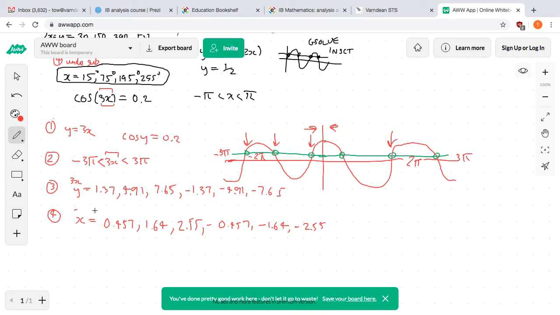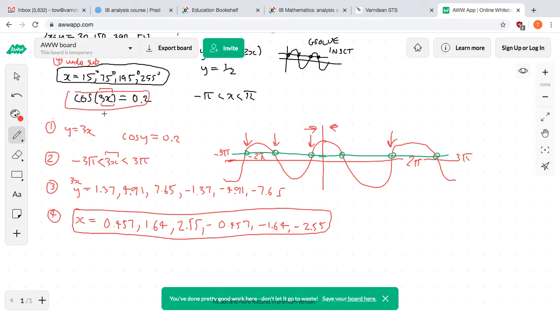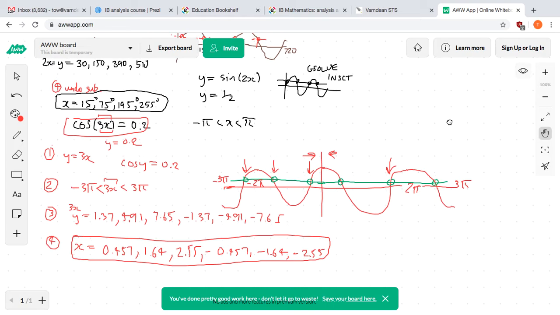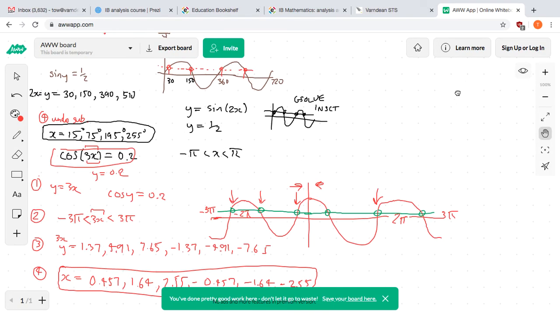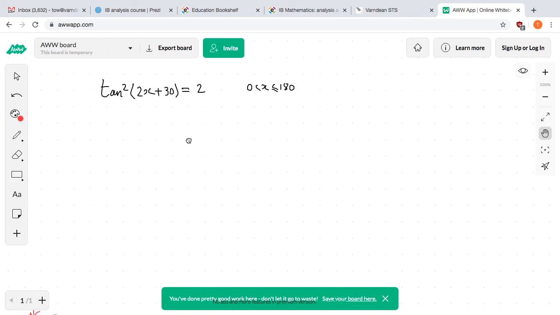So that's the answer. Again, you can do that directly on your graphics calculator by getting up this graph and also getting up y equals 0.2 and solving them simultaneously using the GSolve. But again, that's only going to be useful if you're on the calculator paper. So you kind of need to know both ways.